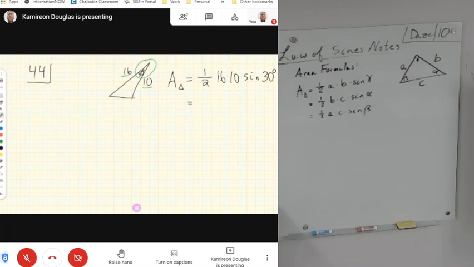Note the three pieces I need. I need both sides, and specifically the angle that is between those two sides. If I am missing that angle between, as I will be on the next problem, I may have to do some work before I can take this step.